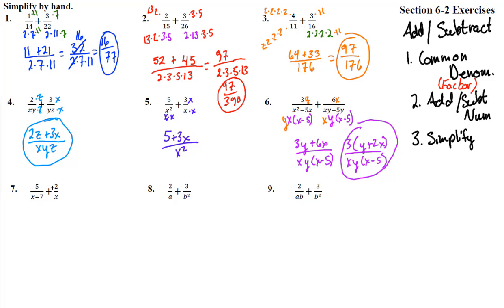All right, number 7. 5 over x minus 7 plus 2 over x. There's nothing common here, just like the 11 and the 16 up there. So we've got to multiply this one by x and multiply this one over here by x minus 7. Good, now we have a common denominator, so that is 5x plus 2x minus 14 all over x times x minus 7. Let me see, that's 7x minus 14.